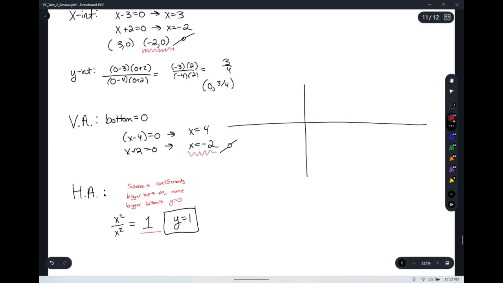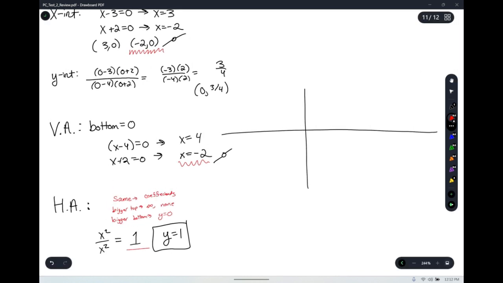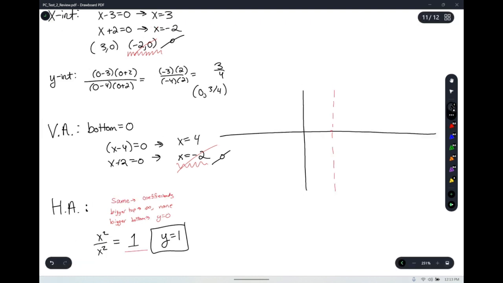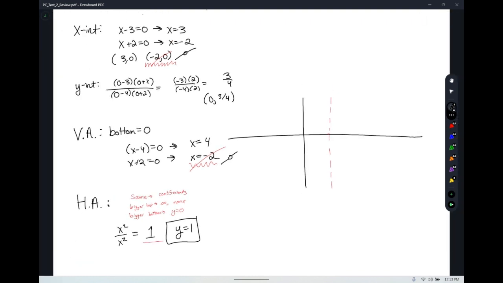Where are some things we can plot? We can plot the vertical asymptote of 4. What about the vertical asymptote of 2, or negative 2, I mean? No. It's not actually a vertical asymptote, is it? It's actually a removable hole, which we will remove in a second. Okay. What else can we plot? Horizontal asymptote of y equals 1.